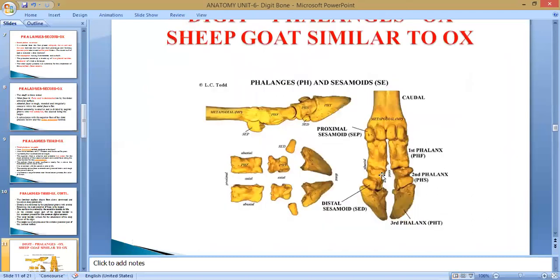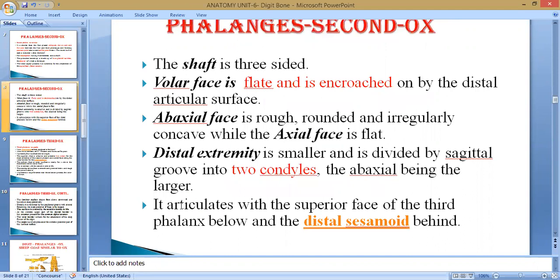This sentence is saying about this one. This distal part, you see here, is divided into two parts by a sagittal groove. This is the sagittal groove. Normally it would be lateral and medial, but here it should be abaxial and axial. This is the axial part towards the axis, means medially is axial, and this is the abaxial. So distally, the distal part of the second phalanx is divided into two tubercles by a sagittal groove. This is the sagittal groove. And it articulates with the superficial face of the third phalanx and the distal sesamoid bone.